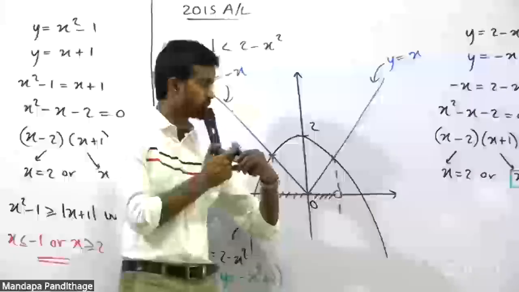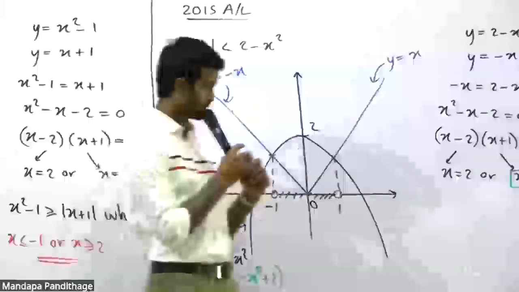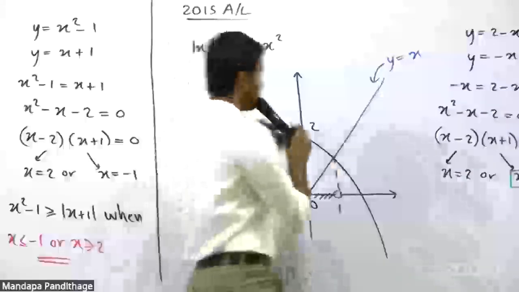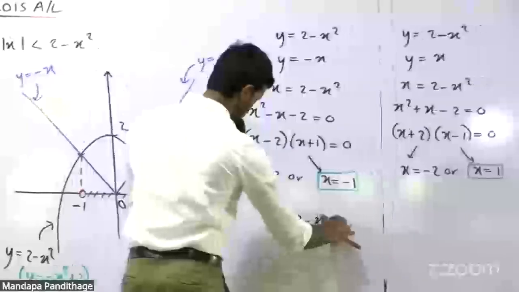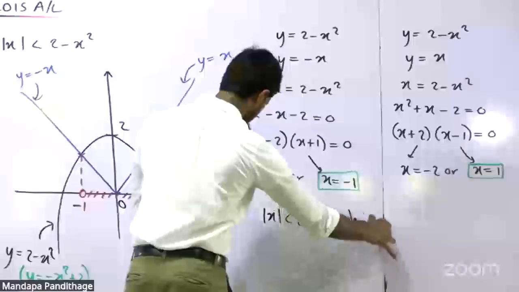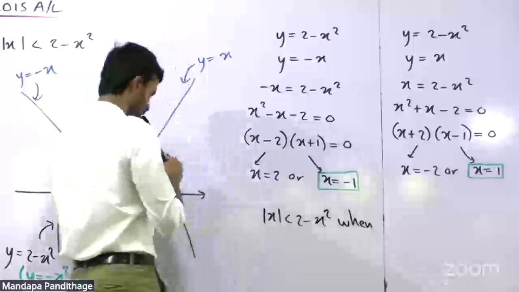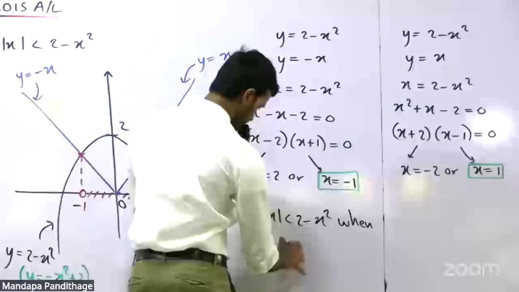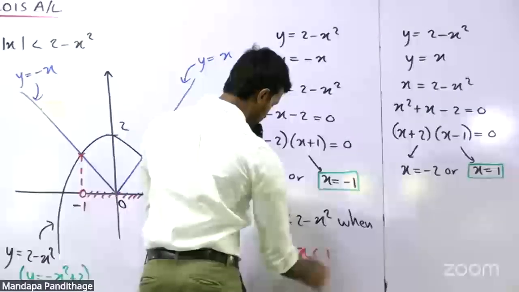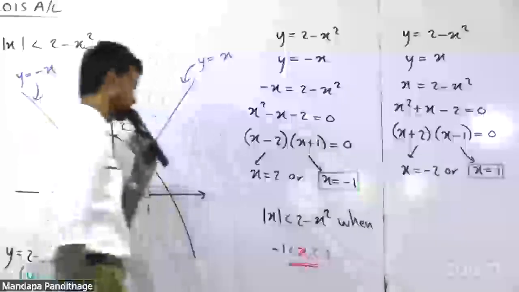Okay. Has Abu got this answer? No, wait, you have to write the final answer. Modulus x is less than 2 minus x squared when x is greater than minus 1 and less than 1. Has Abu got this answer?